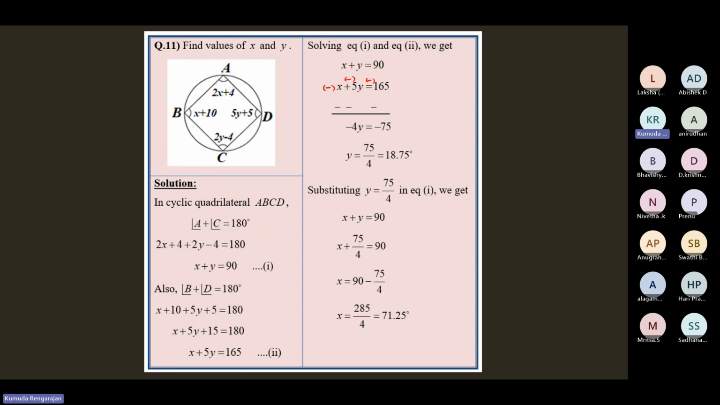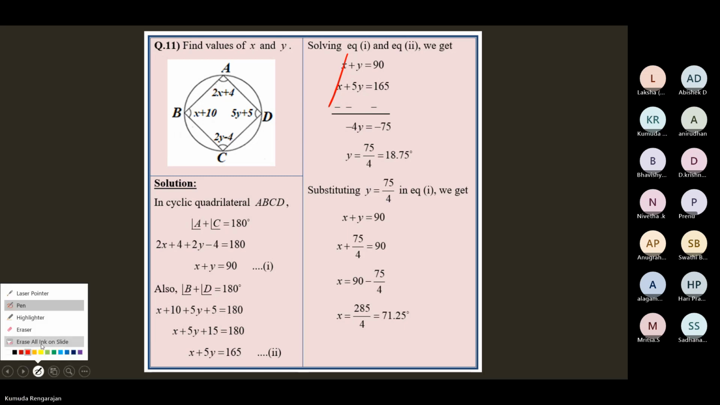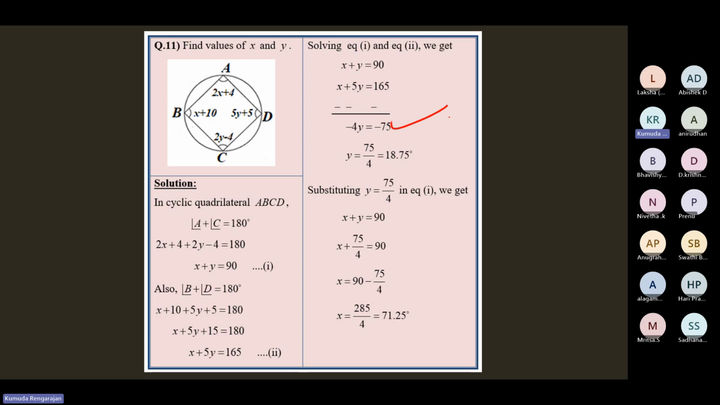Now when you solve the two equations, x and minus x is 0. Plus x minus x gets cancelled. Plus y minus 5y, take the changed signs, forget the original signs. Plus y minus 5y is minus 4y. Plus 90 minus 165 is minus 75. Now because we eliminated x, we are able to find the value of y.